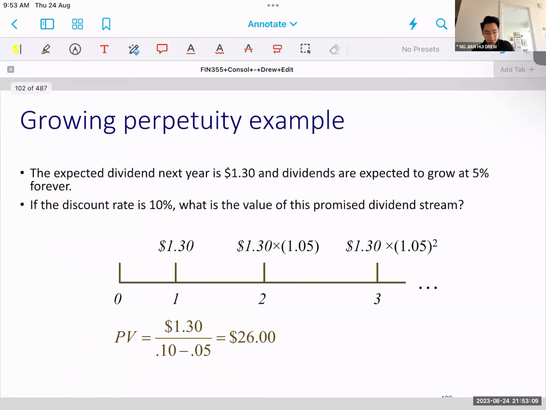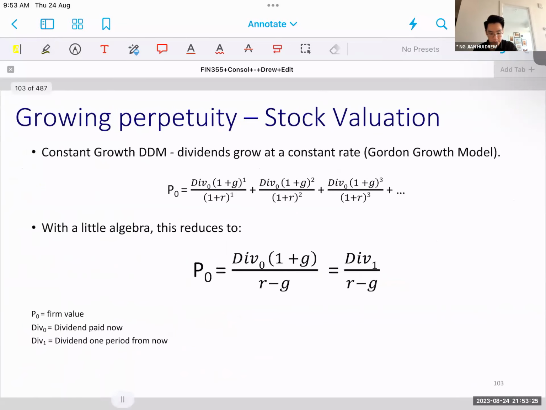So we have this, so 1.3. So dividends next year, which is 1 year from today, is 1.3. And then we can calculate what is the PV using a growing perpetuity in this case. And a growing perpetuity is used to calculate the Gordon Growth model. I think most of you all have heard of it. Just now I mentioned Gordon Growth model or dividend growth model. You have all heard of it.